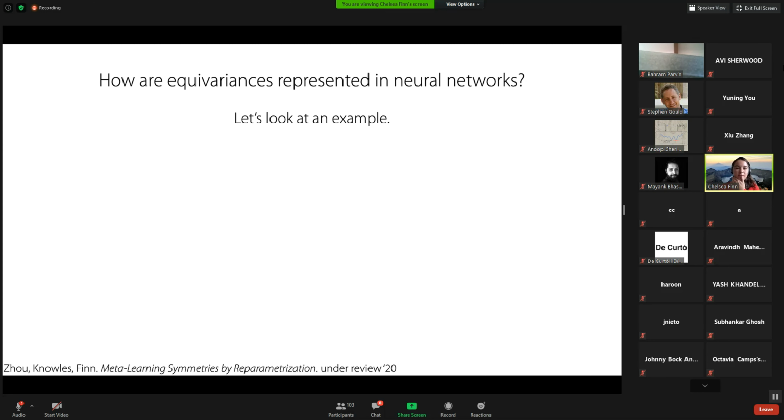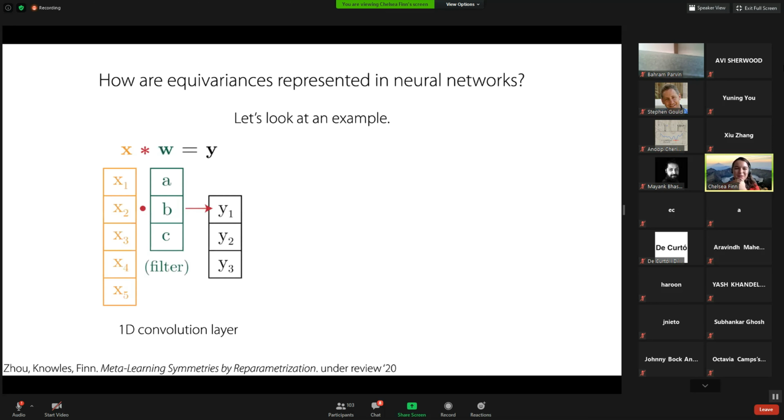And the first thing we want to look at is how equivariance is actually represented in neural networks. And to do this, let's look at an example. All of us should be pretty familiar with how convolutions work. In particular, here's a visualization of a 1D convolution layer, where the input X is convolved with a filter W to produce the output Y. And the way this works is you take the dot product between the filter and the input, and you slide the filter across the input in order to produce the output.